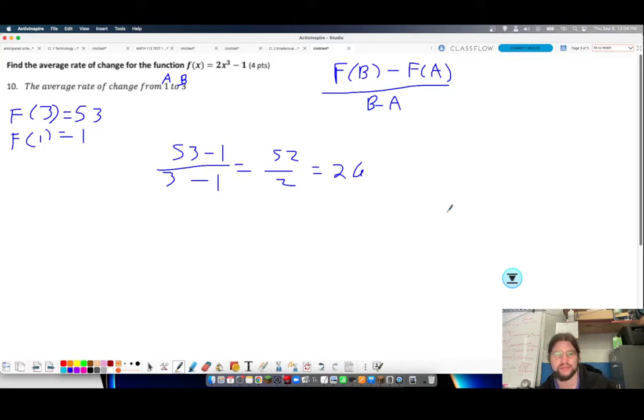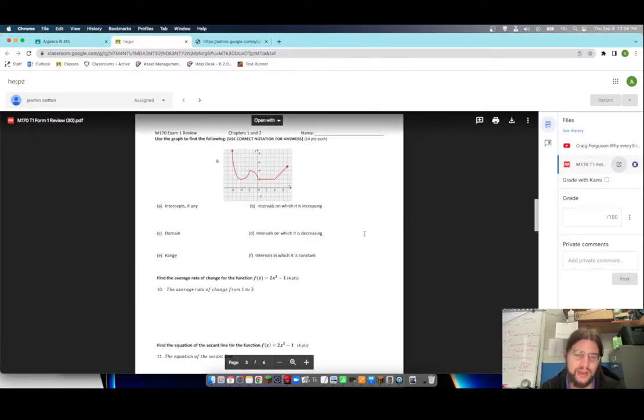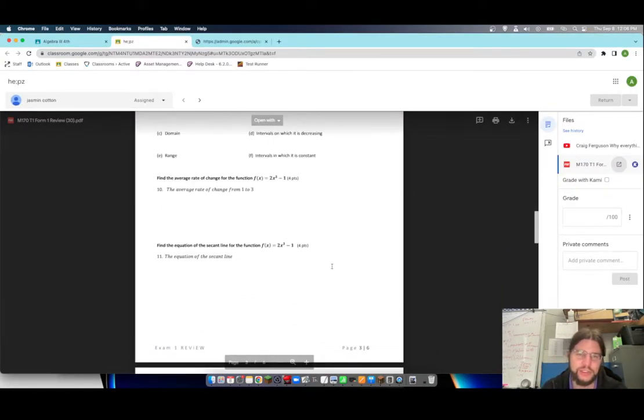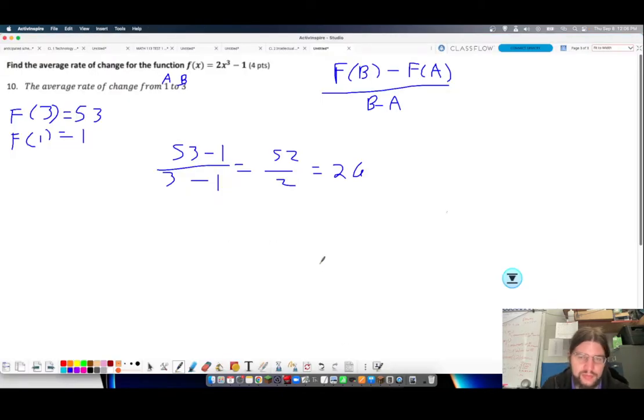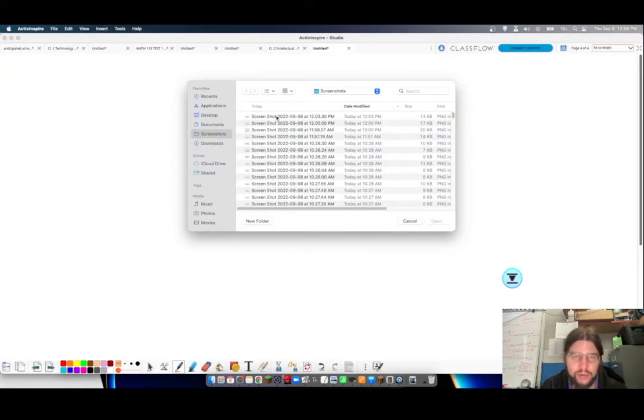Okay, proceed to number 11. For number 11, we're going to make an assumption. We're using the same x and y values. All right, now give me the equation for the secant line. I don't remember.